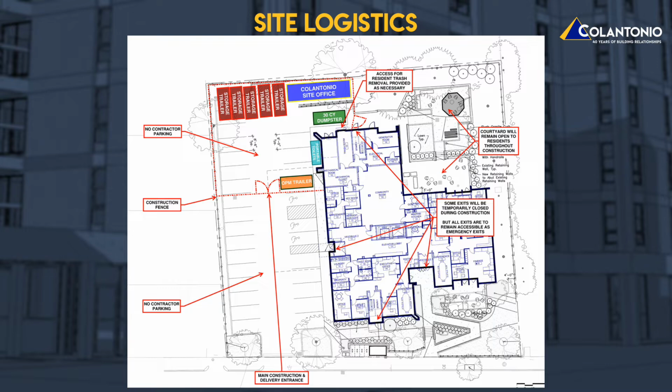A predetermined area in front of the building along Longwood Avenue will be utilized for material deliveries. The main access points into the building will be the entrances shown here. The entrances will be temporarily closed during construction but will remain accessible as emergency exits if needed. Due to the restrictions of this site, subcontractors are to schedule all deliveries in advance with Colantonio's superintendent.